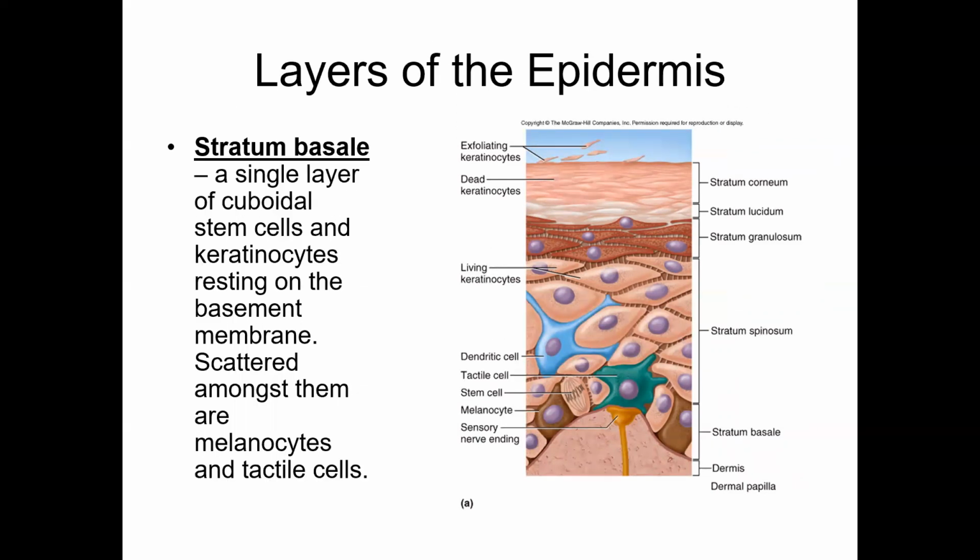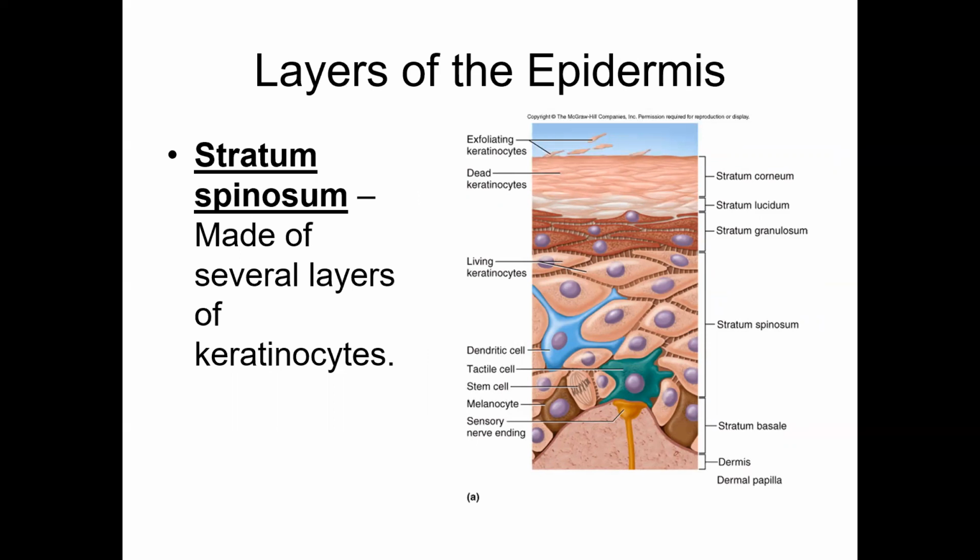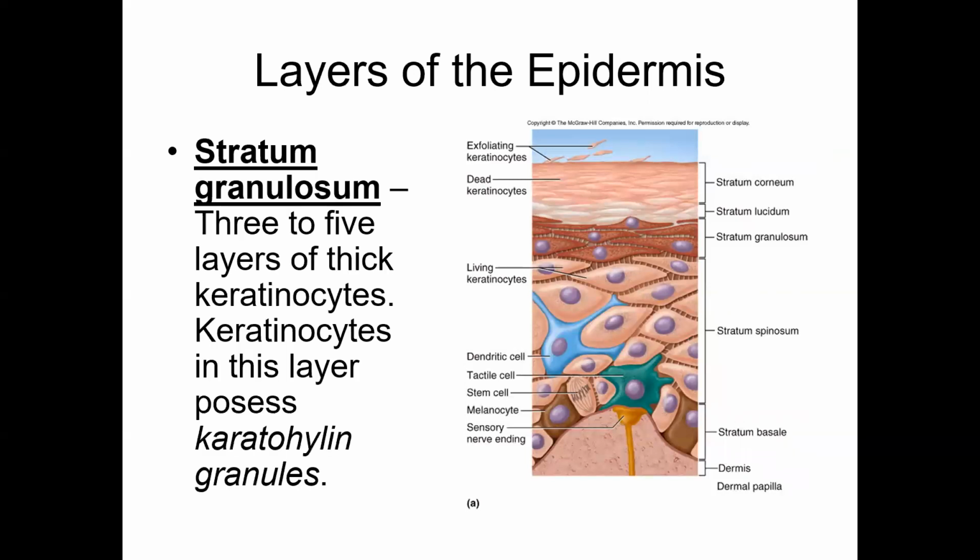Now, those 5 cells are found in 5 different layers of the epidermis. The stratum basale at the bottom is cuboidal stem cells and some keratinocytes and melanocytes and tactile cells scattered about. Above that, we have the stratum spinosum. This is layers of living keratinocytes. You can see their little purple nucleus. They have a nucleus, they're alive. Above the stratum spinosum, we have the stratum granulosum. Here we find several layers of keratinocytes that have granules called keratohyalin granules in them. Hence the term stratum granulosum.